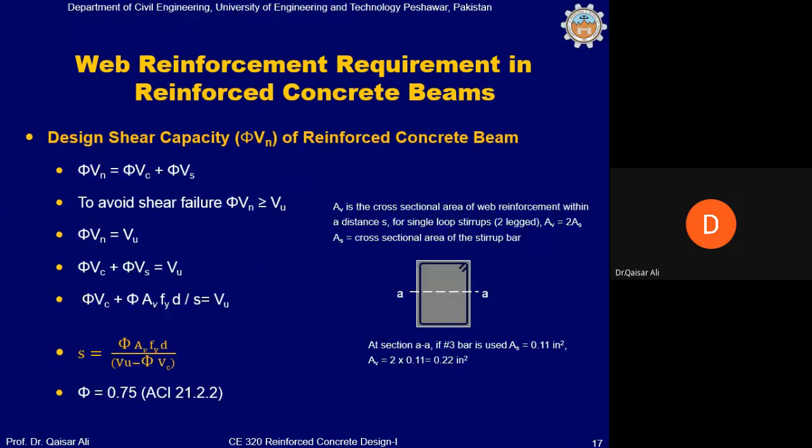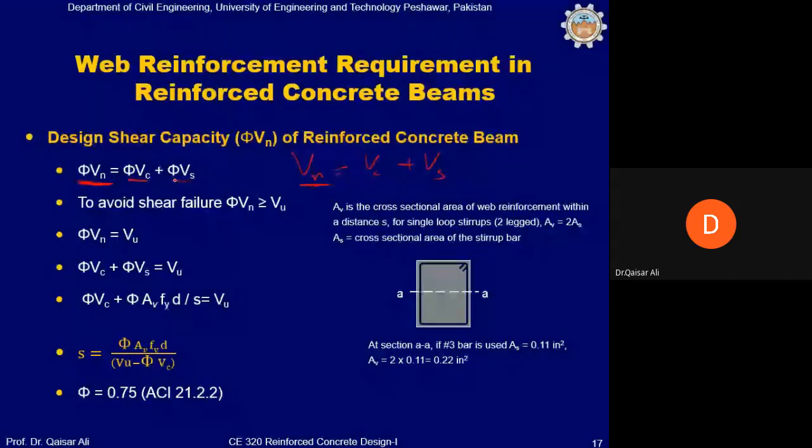Now, the total design shear capacity, and Vn is the nominal shear capacity. Vn is equal to Vc plus Vs. These are nominal capacities. The design capacity, when Vn is multiplied by φ, so as to reduce it for a factor of safety, will become φVn equal to φVc plus φVs.